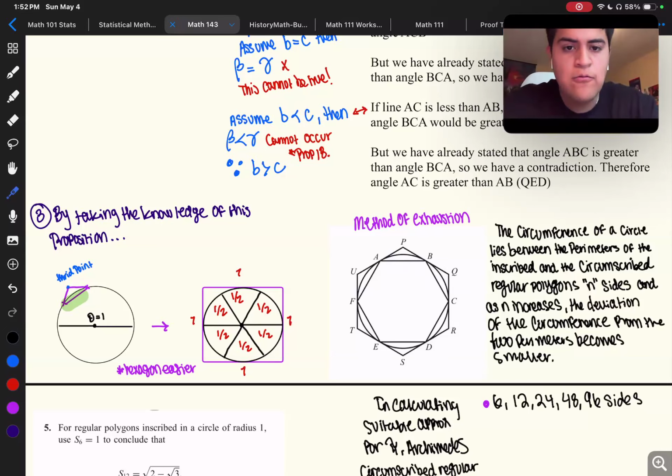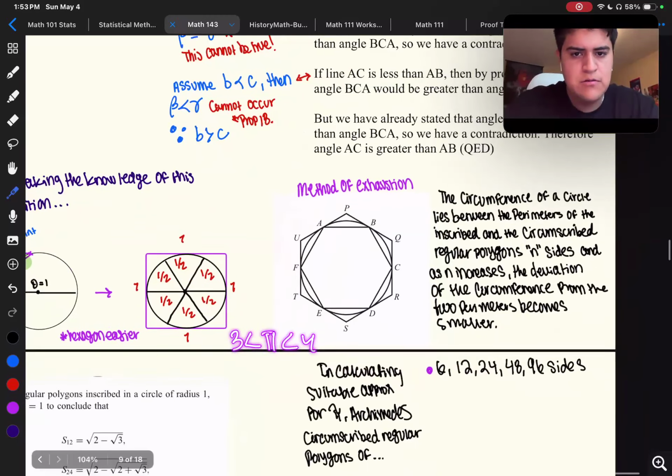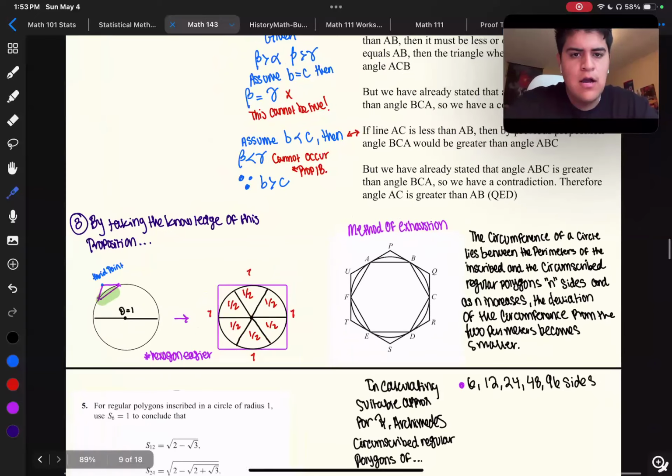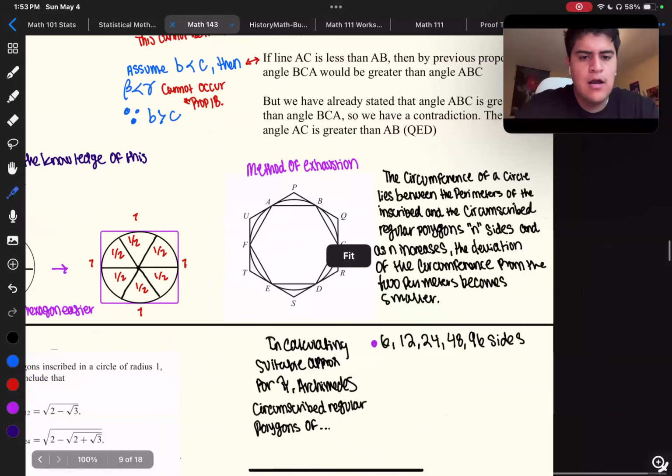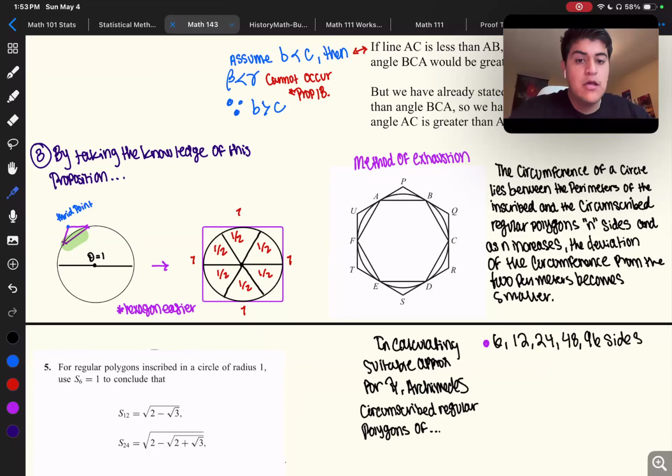We also have to keep in mind that all the triangles that are formed are equilateral triangles. As I mentioned before, we have them set up to 1/2. If we multiply 6 triangles by 1/2, we get 3, which is within our range. So here's a more detailed version of the method of exhaustion.